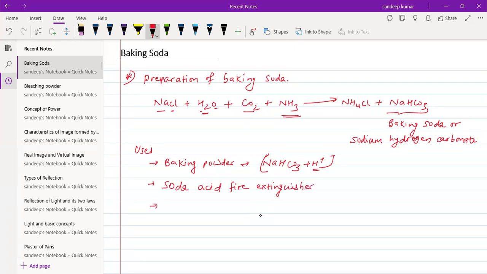It is also used as an antacid. Antacids are medicines which are used to reduce the acidity, children. Okay, so remember this much.